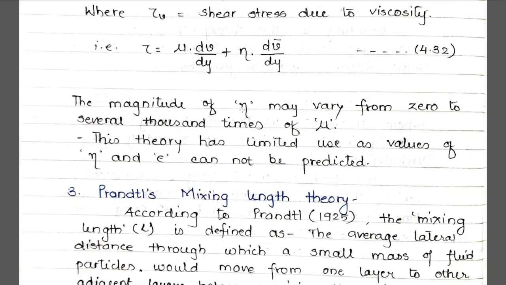So the magnitude of the eta may vary from 0 to several thousand times of mu. This theory has some limitations, as values of the eta and epsilon cannot be predicted. So it has some limitations.